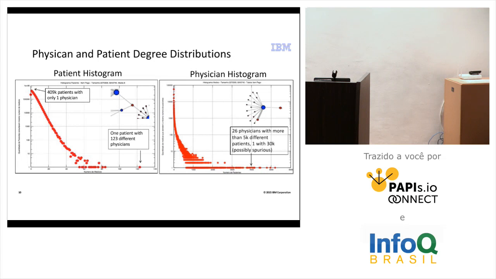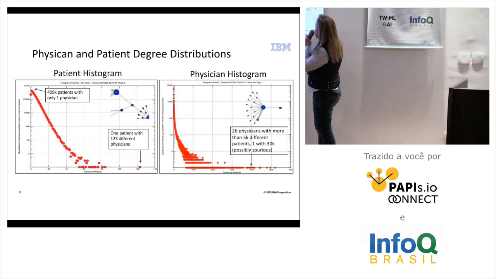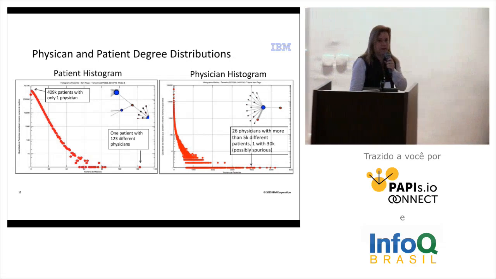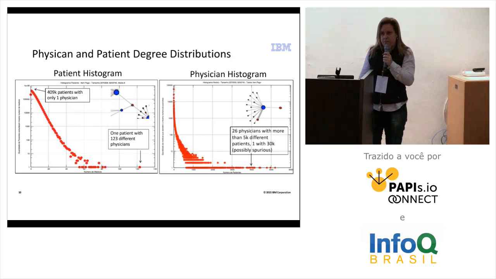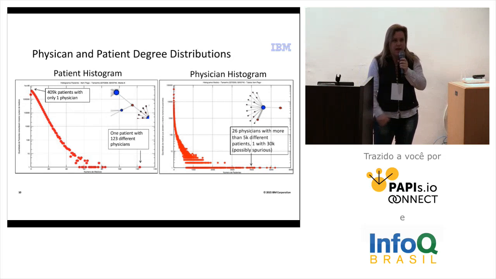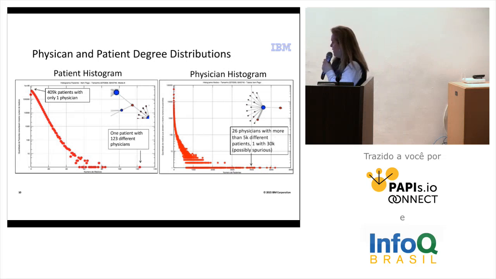For example, in this distribution here, we have one physician with 30,000 patients in 1.5 years. What's very surprising for us. So if you make an account, he will attend a patient every 80 minutes over 24/7. So he didn't stop. So it's very spurious. And also you have a patient that went to 123 different physicians over 1.5 years. Oh, they have a very serious problem.